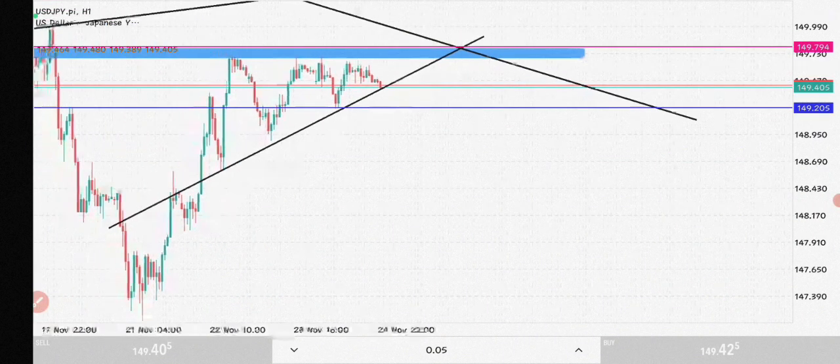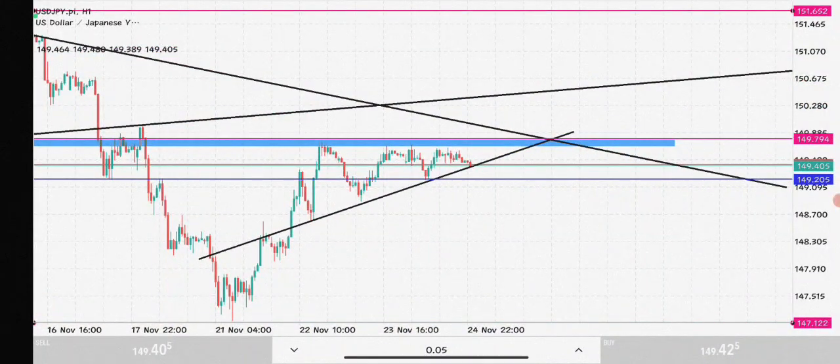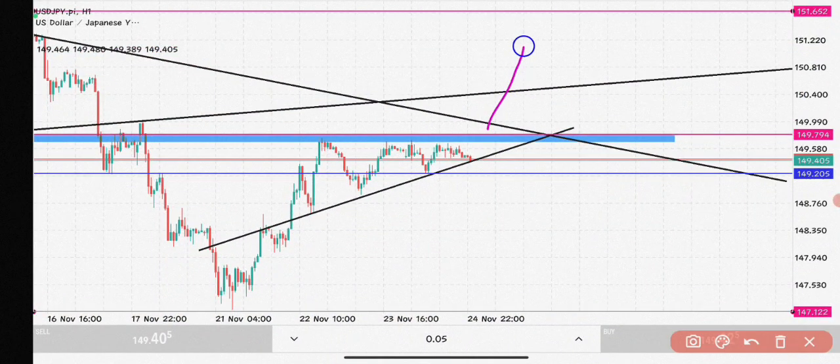So all these levels have been respected, and when we have an ascending triangle, it keeps on. It will break above this high and continue upwards. All right, so that is what we are expecting. We're expecting it to break above the high and continue upwards. But if that doesn't happen, we're expecting it to come down to this zone. So that is the two ways we are seeing the market. So you just hold on and wait and watch how the market plays out.